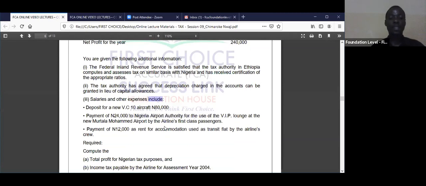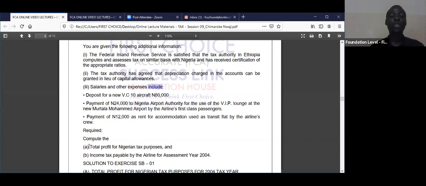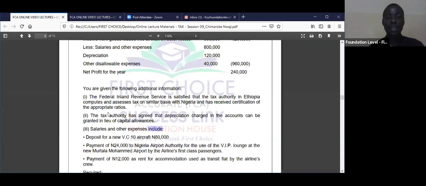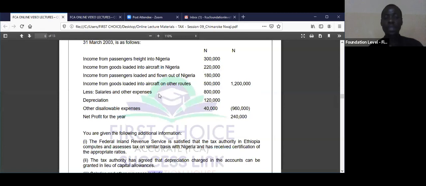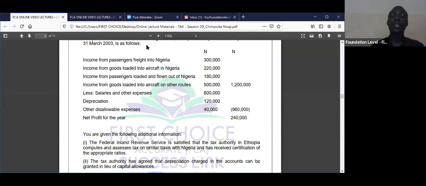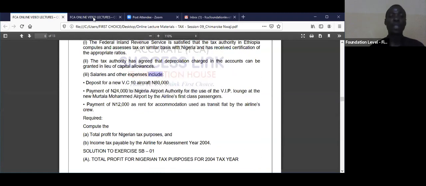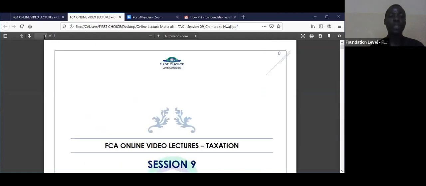Now, required. Compute the total profit for Nigerian tax purpose. Now, look at it here. This is an airline company. So you are now supposed to look for total profit in Nigeria. And what they gave you here, expenses, depreciation and others, are not Nigeria, they are worldwide. So how do you compute Nigerian total profit? That is why we need those ratios that we explained. Let me go to the solution on page 6 here.